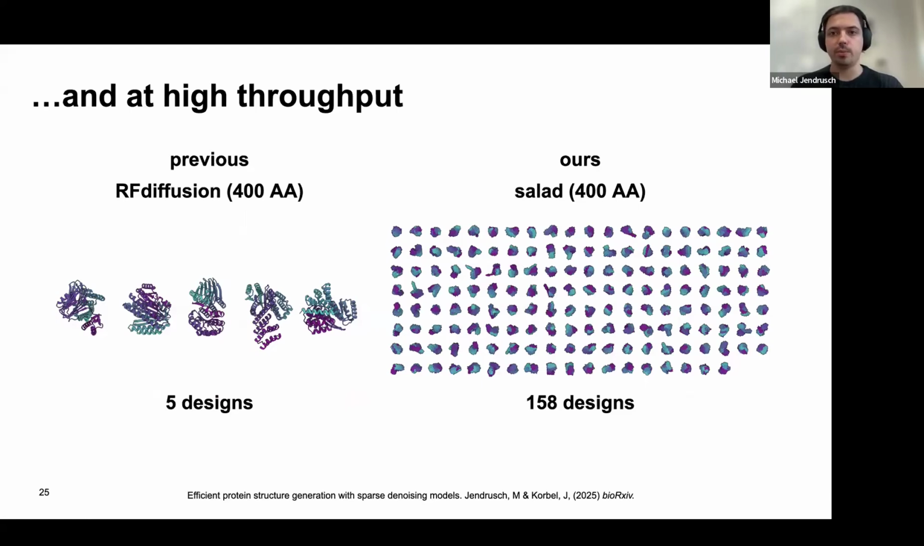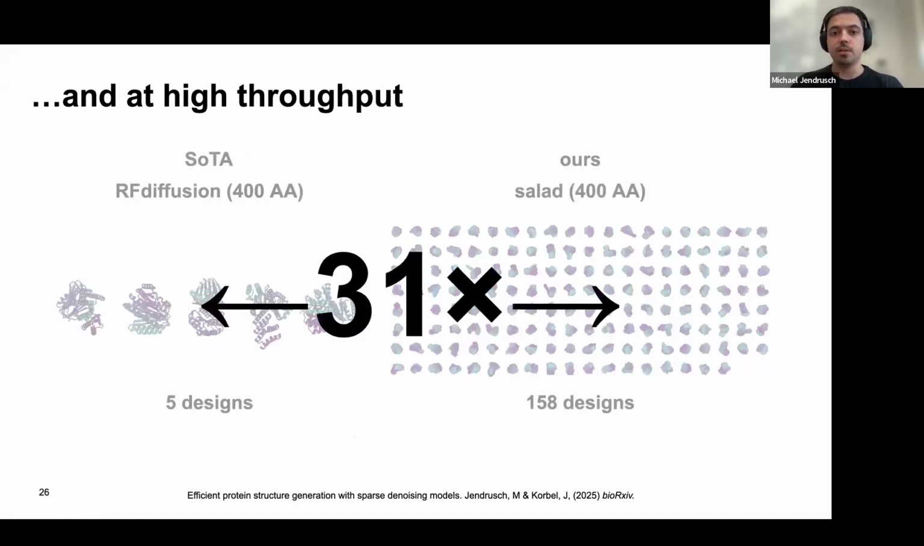So if you go on a coffee break and you run RF diffusion for 400 amino acid designs, you come back after 10 minutes and you get 5 designs. If you do the same thing and run Salad instead, you come back to 158 designs and the same level of designability or higher. So this is around a 31 times speed up over the previous state of the art.